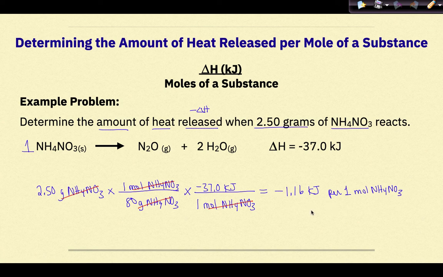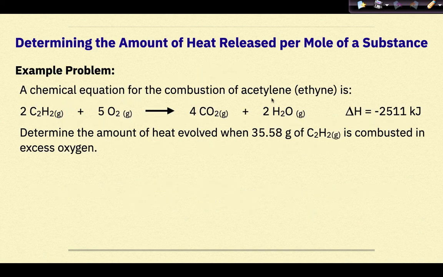Let's do another example. A chemical equation for the combustion of acetylene, ethine, is 2C2H2 plus 5O2 yields 4CO2 plus 2H2O, releasing 2,511 kilojoules of energy. Determine the amount of heat evolved, and remember, evolved is just a fancy word for saying released, when 35.58 grams of C2H2 is combusted in excess oxygen. Oh, it's so good to see that excess oxygen because we know we're not dealing with a limiting reagent problem.